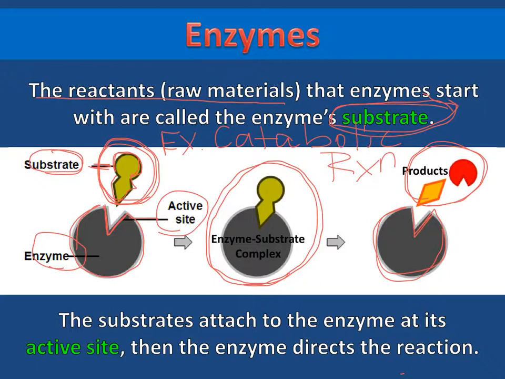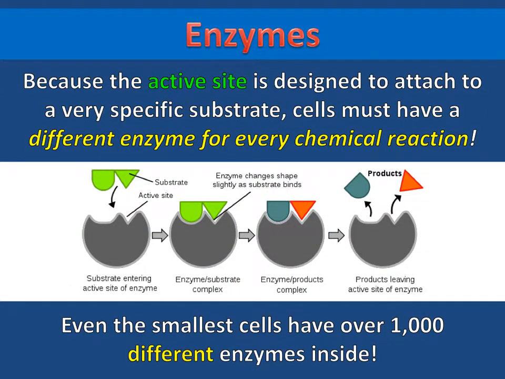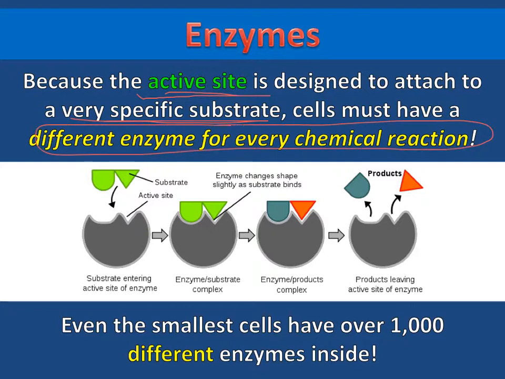In question 13, the substrate always attaches to what part of the enzyme? And you want to say here at the bottom in green, the active site. Because the active site is designed to attach to a very specific substrate, cells must have different enzymes for every chemical reaction that happens in our body. So we have thousands of different enzymes in our body, so they can all do different chemical reactions.